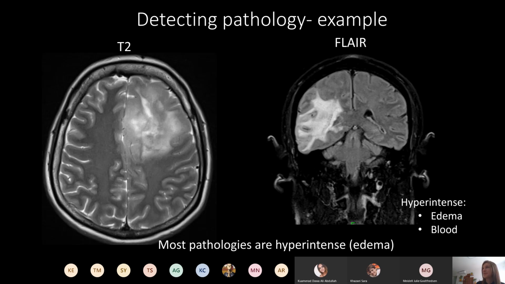So this is an example of what I talked about, that T2 weighted imaging and FLAIR are really good to detect pathology, because most pathologies come with edema, and edema is bright, and it really comes out, it's really easy to spot the pathology on these images. And blood is also hyperintense on FLAIR images. Probably you don't need to know that part.